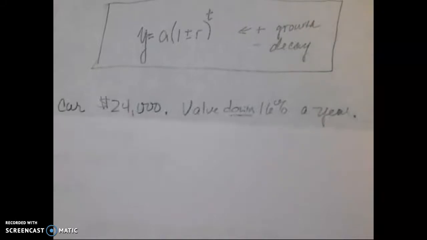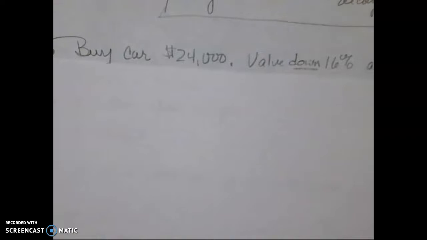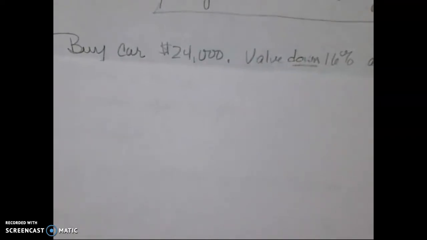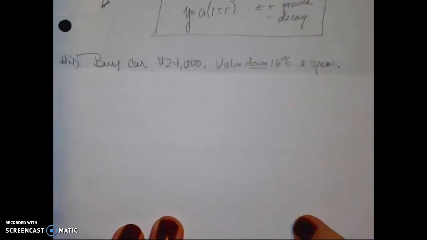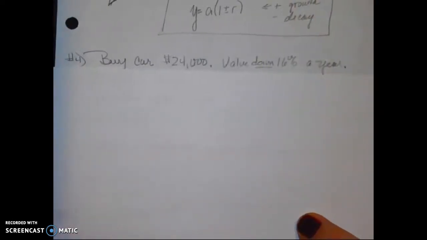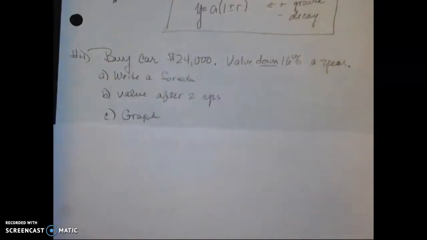And here's a problem that goes along with that. You guys buy your first car for $24,000. The value of that car goes down 16% a year, and we talked about this in class, how as soon as you drive a car off the lot, the value of it goes down. So every year the car loses 16% of the value. So here's the question. Well, first we're going to write a formula. We'll talk about the value after 2 years. What's that car worth if you were to trade it in or sell it after 2 years?